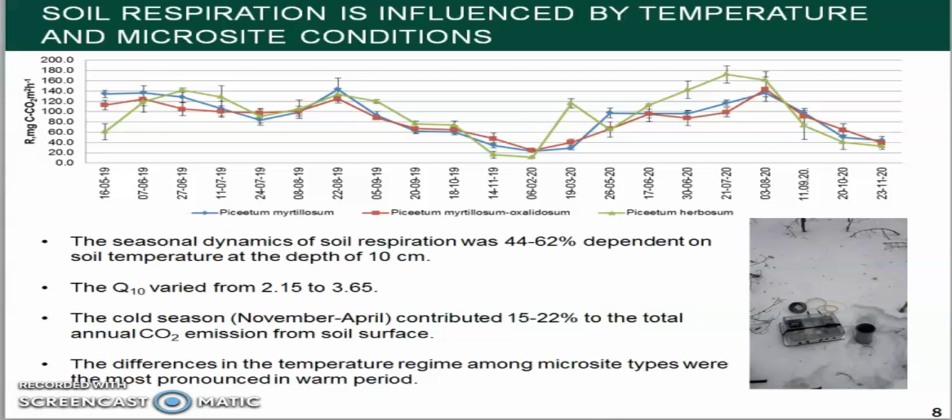Q10 varied from 2 to almost 4, and which is important, our study once again demonstrated the importance of taking into account a cold period when measuring CO2 fluxes from soil. In our case, these fluxes contributed on average 20% to the total CO2 flux from soil. And which is interesting, the differences in the temperature regime among macrosite types were the most pronounced during summer periods. So we can see it's June, July, August.